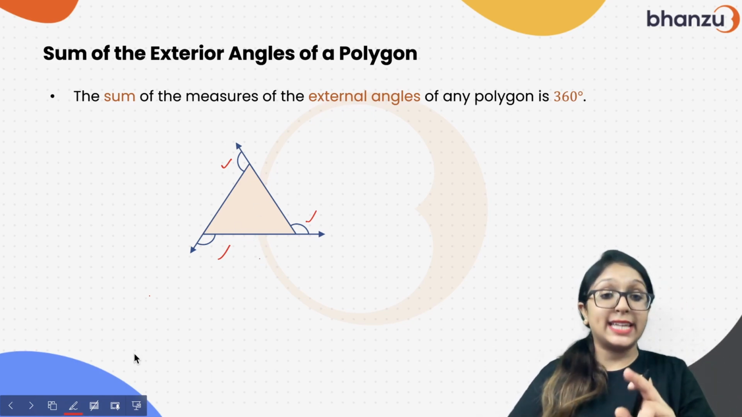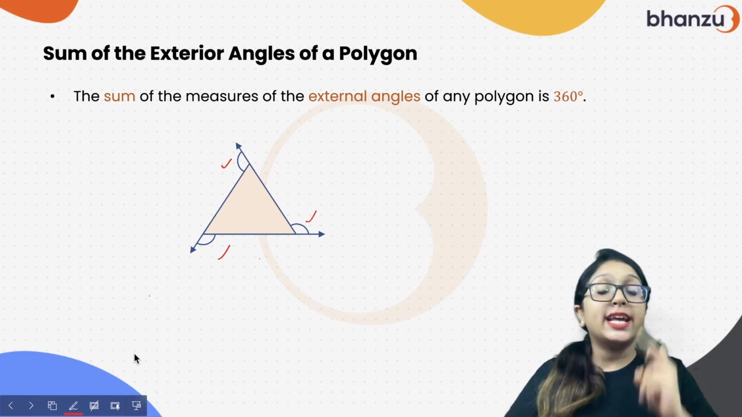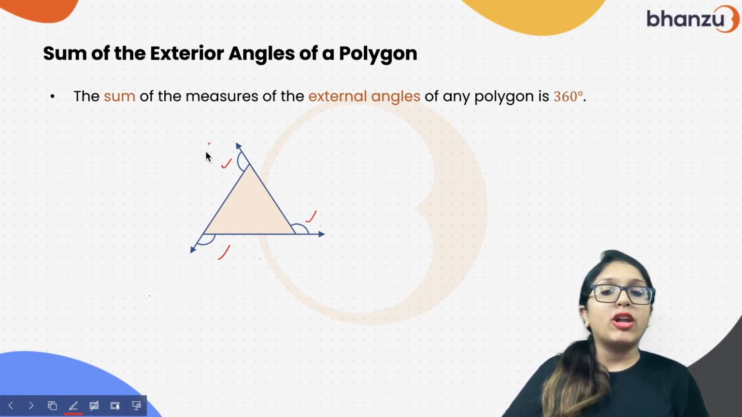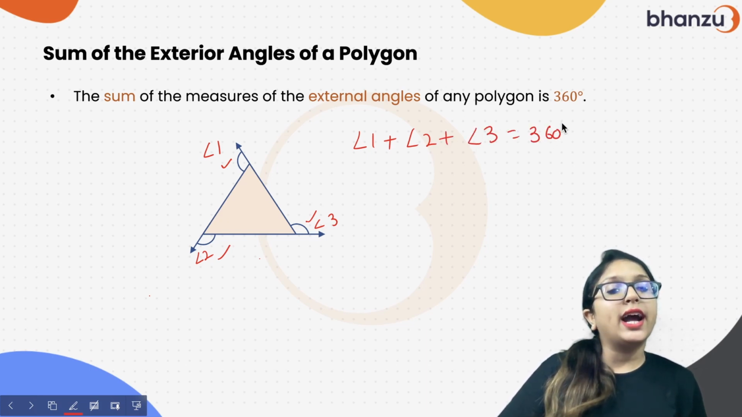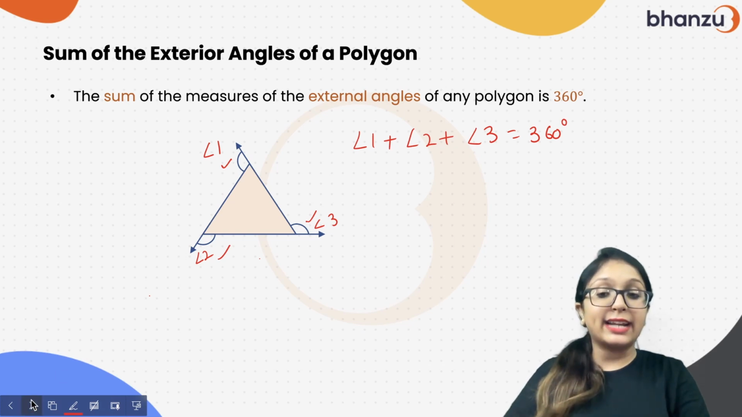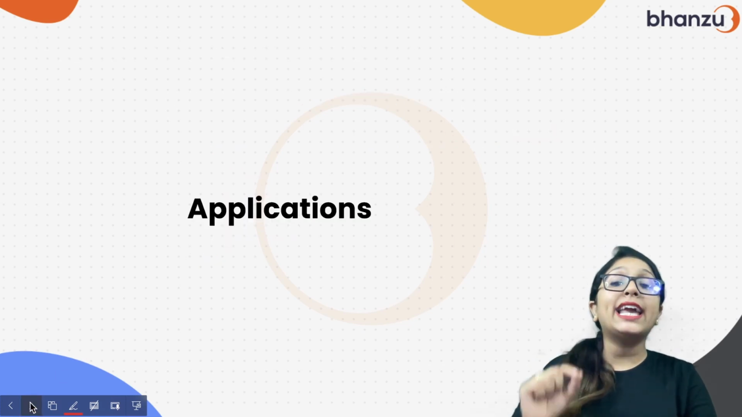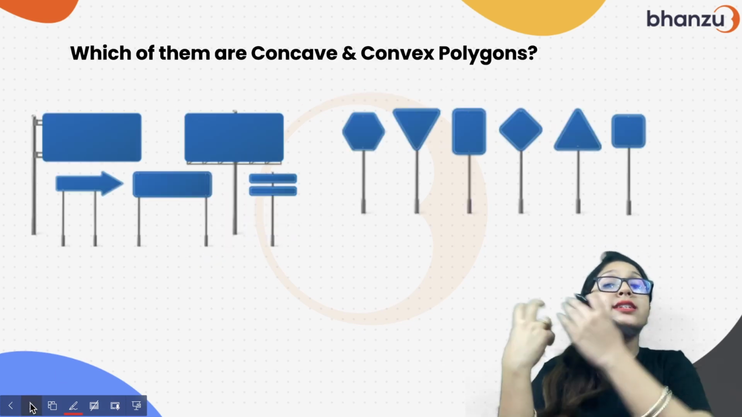So now it says the sum of these angles is 360. Let me call this angle 1, this is angle 2, this is angle 3. So I will say angle 1 plus angle 2 plus angle 3 is equal to 360 degrees. Is that clear? Now we will quickly have a look at the question that we were studying about.